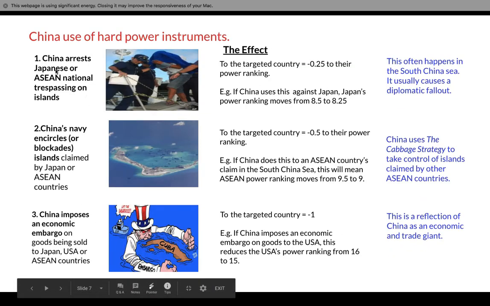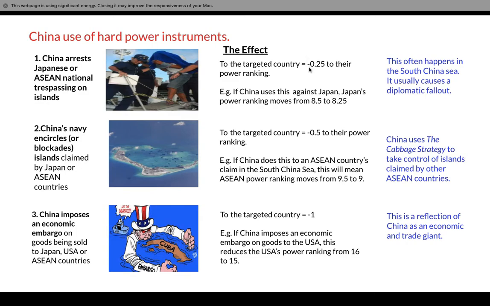If China arrests a Japanese official, what this means is Japan loses minus 0.25 in their power ranking. So Japan's power ranking moves from 8.5 to 8.25. The reason I've included this example is because this happens a lot in the South China Sea, where there's so many islands that are under dispute between China and the Philippines, Vietnam, etc. So this happens, and it usually causes a diplomatic fallout anytime it does happen.